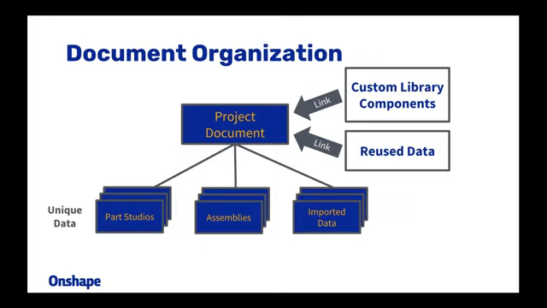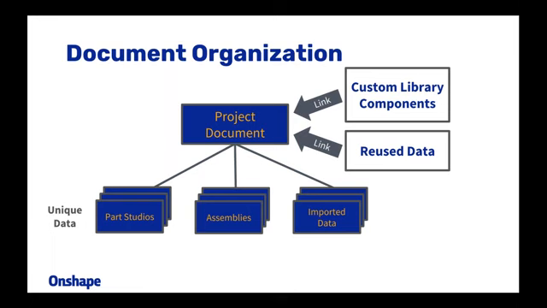All right, so what does this look like? This is a very simple example of what this structure looks like. The project document is that container, right? So the document in this case in Onshape is a container. It holds as many parts as you want, assemblies and drawings, even imported files within that single project, right? Within that single document. So again, the key thing to keep in mind is you would only want to store parts, assemblies, or imported files that are related to that project. What you'll see on the right of this graphic is there are two outside influences on the project, and that is custom library components and reused data.